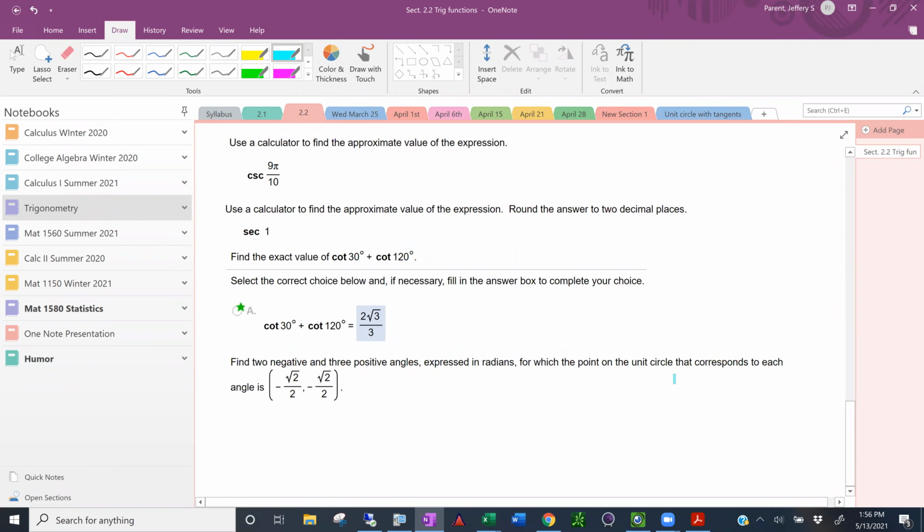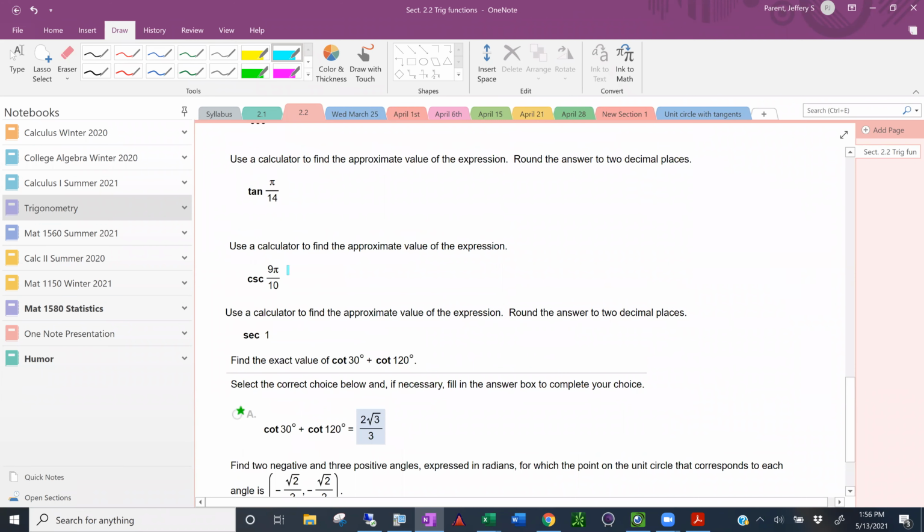Let's skip down to... let's see, let's do this one next. Cosecant of 9 pi over 10. It says use a calculator to find the approximate value of this expression. So, cosecant 9 pi over 10. Let's have at it.